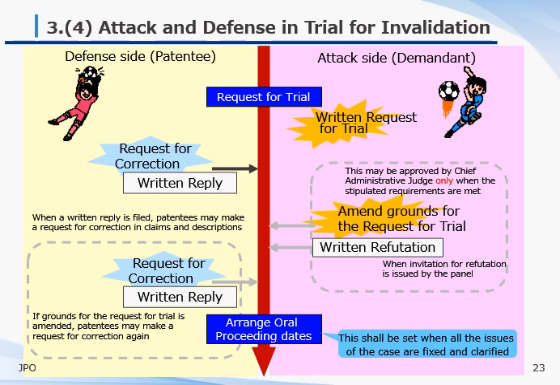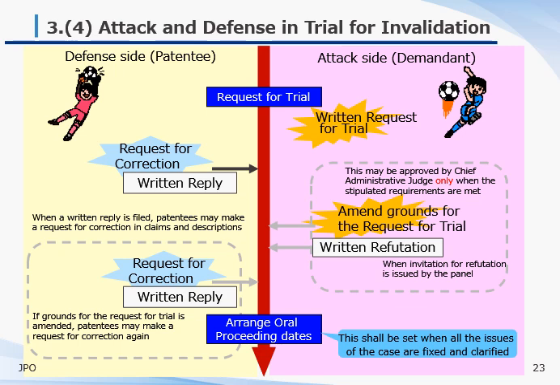This slide explains how a patentee defends himself or herself and how a demandant attacks a patentee in a trial for invalidation. The demandant files a request for a trial describing reasons for invalidation. Then, the patentee defends by filing a written reply. The patentee can also file a request for correction.